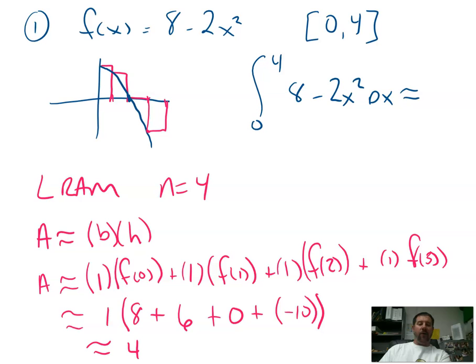I factored out my base of 1, or you could have had 1 times all that stuff still. And when we put this together, though, we get our approximated area is about 4. So using a left Riemann sum approximation, this integral would be about 4 if we were to work it out.